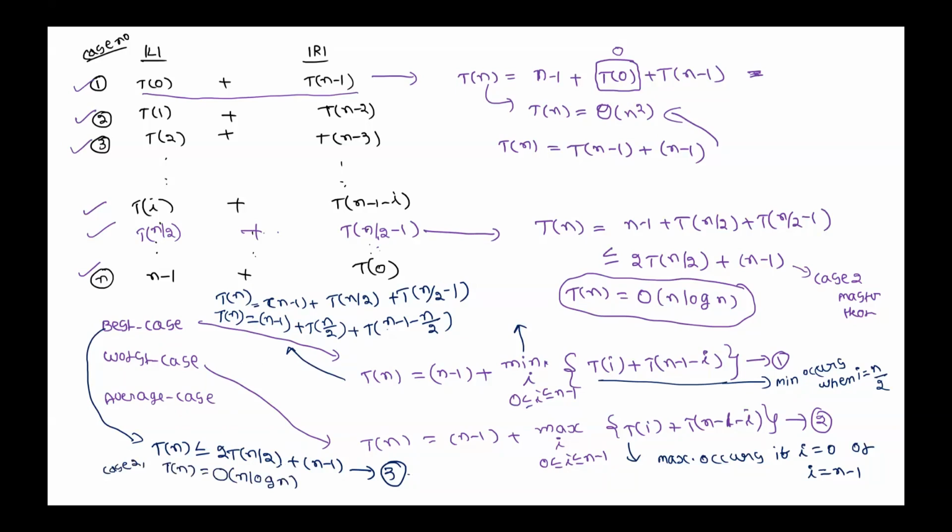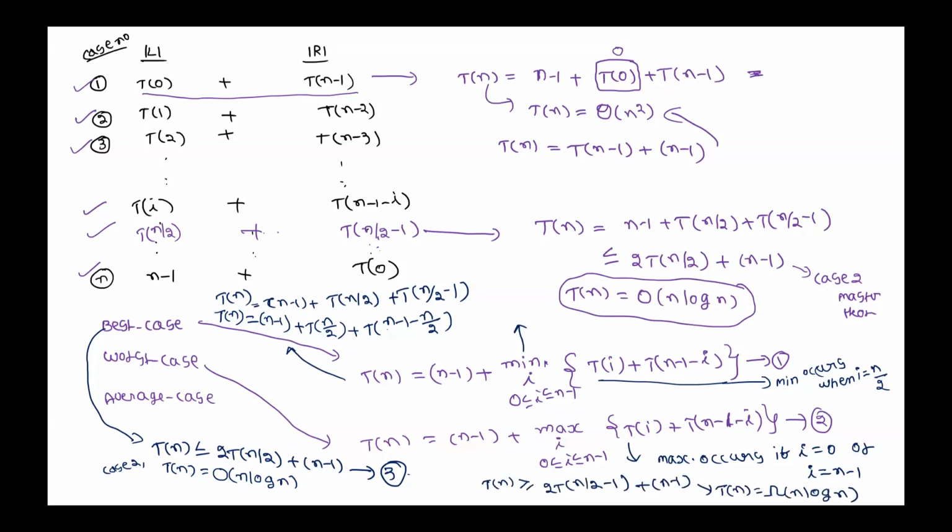We can even show that if I replace n by 2 with n by 2 minus 1, then T of n is greater than or equal to 2 times T of n by 2 minus 1 plus n minus 1. With this again, we can show, I am not going to do that proof, that it is big omega of n log n.